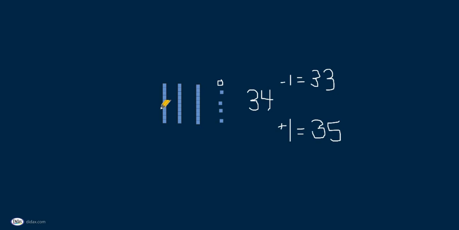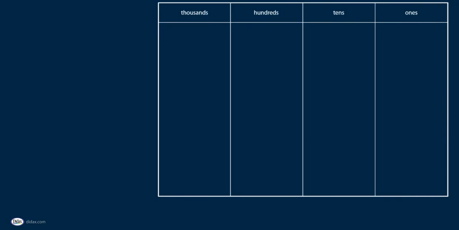Let's go back and check. 10, 20, 30, 31, 32, 33, 34, 35. So now I know that 34, take away 1, is 33, and 34 plus 1 is 35. All right, let's do one more. I'm going to take this away.